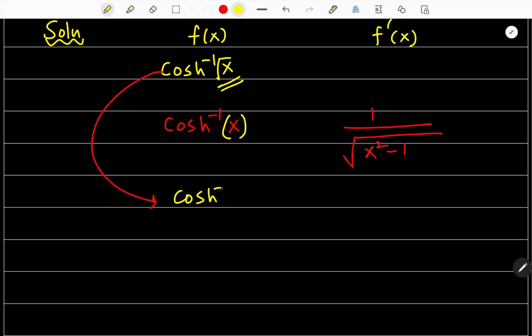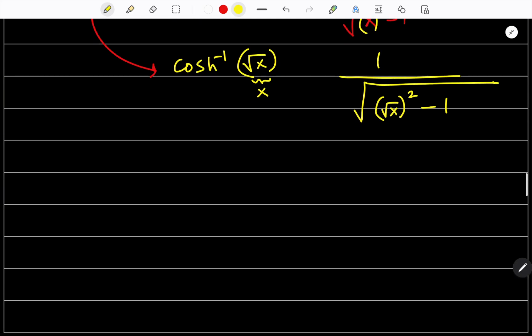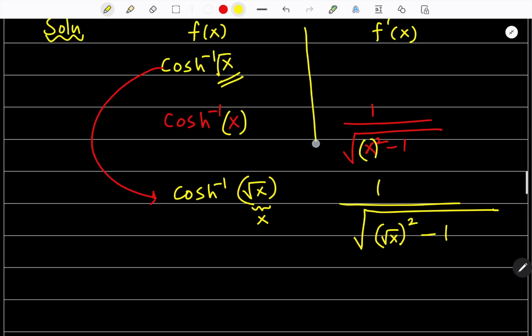So cosine hyperbolic inverse square root of x is 1 divided by, carefully write this bracket inside, you should put square root. First this square root. After that square root bracket, which is for x square. Treat this like an x, and then minus 1. Okay, right. So what happens now? This is equal to, let me put a line in the middle, sorry.